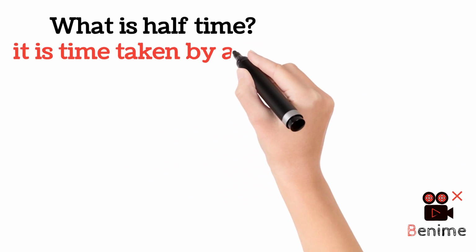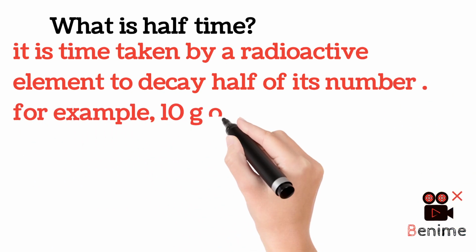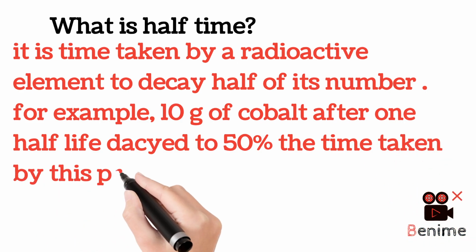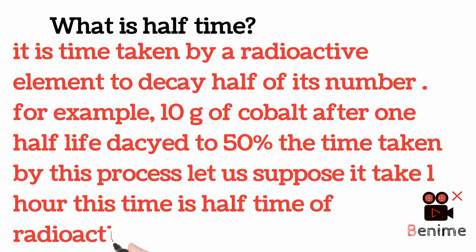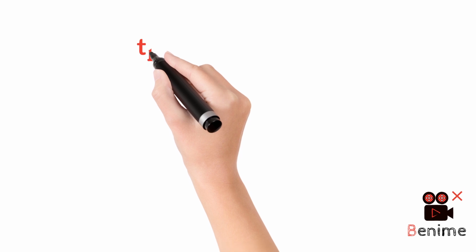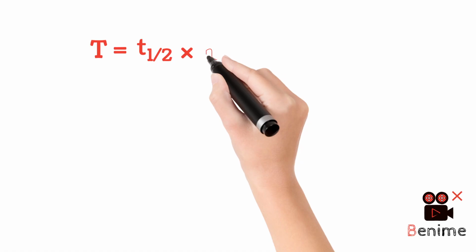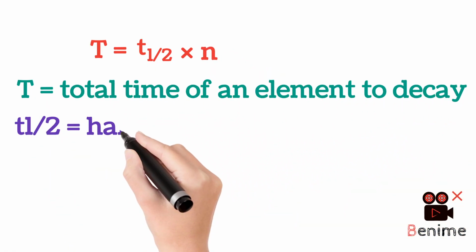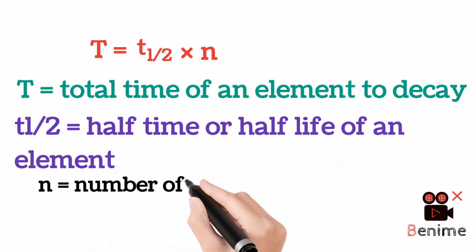Half-time is the time taken by atoms to decay into half of their number. For example, if 5 hours are taken by an element to decay into half of its number, then its half-life or half-time is 5 hours. If it is completely decayed after 5 half-lives, it means it takes 25 hours total time to decay completely. Total time can be calculated using the relation T equals half-time times the number of half-lives.